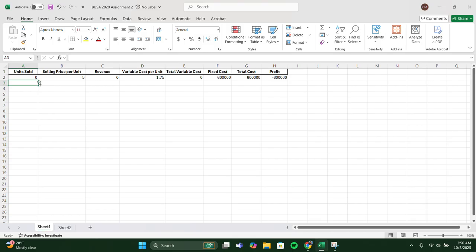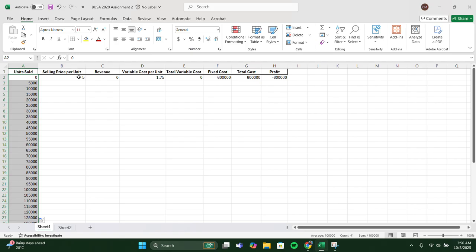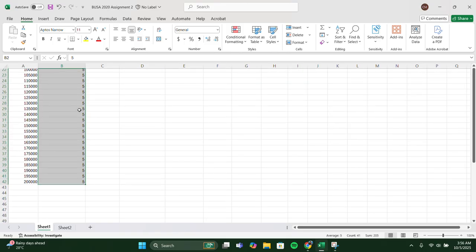Now let's see how our profit changes as we sell more units. So I'll create a data table by giving different sales volumes. For now, I'll give 5,000, and for the second one, I'll just give 10,000. I'll drop it down and go up to 200,000 in sales. You see, it just easily drops down. For the selling price, I'm going to drop everything down to 5.